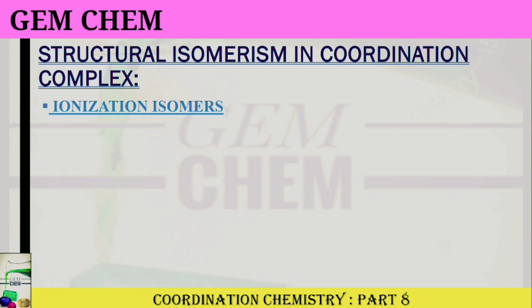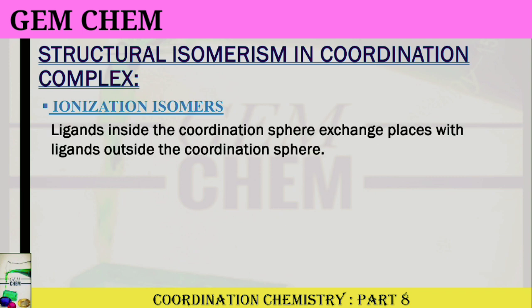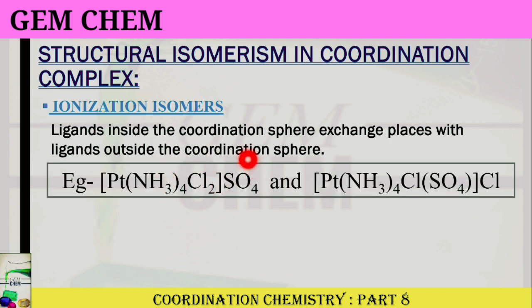Here the ligands present inside the coordination sphere sometimes exchange their places with the ligands present outside the coordination sphere. These isomers are specially named like this because when they are dissolved in water, you get different types of ions from them. So first see this example. When you dissolve it in water, you get this part of the platinum complex as a positive ion and SO4 2- as the negative ion. Whereas in this case, sulfate has come inside and one of the chlorido groups has gone outside. So here you get this full part as the cation, whereas Cl- is the anion.